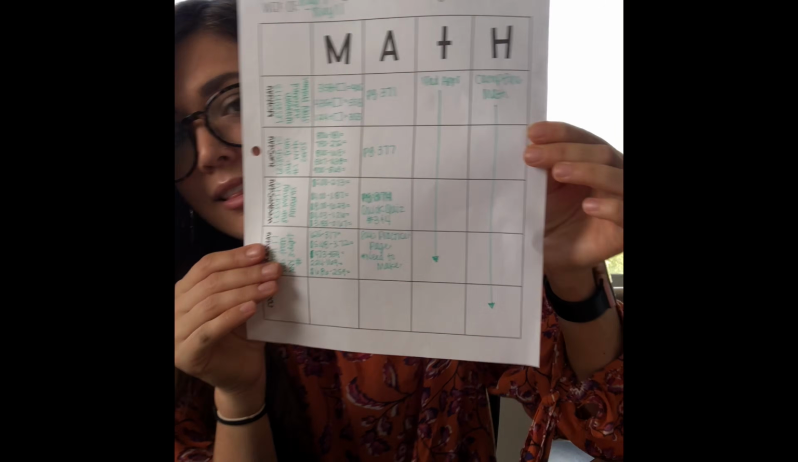And then the last section is hands-on. Now this is when we're doing task cards, or we're walking the room, or we're doing different centers or math games, or we're just doing flashcards with a partner. There's so many different things you can do for hands-on.